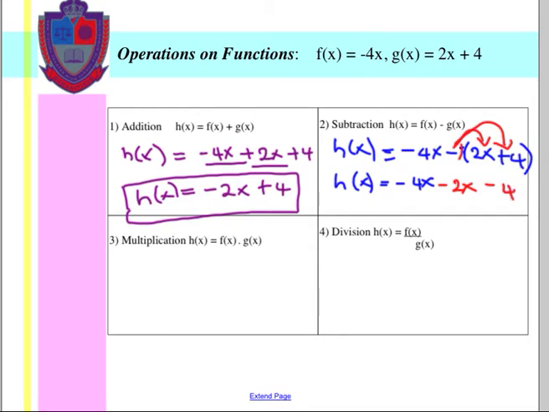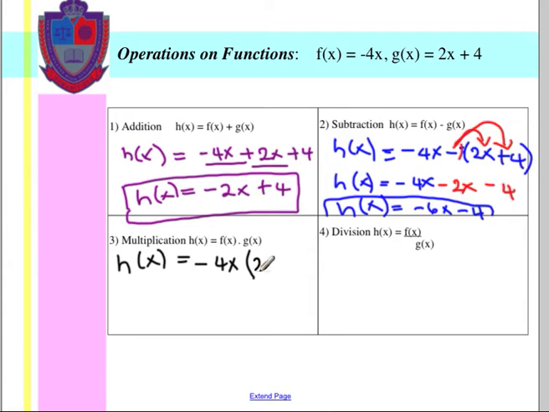Now that you have that, we can go ahead and combine. So our final answer will be h of x is equal to negative 4x minus 2x will be negative 6x minus 4. And this will be my final answer. Let's go into a multiplication. So h of x again is equal to f of x, which is minus 4x, times, and I put it in parentheses because I have more than one terms. So remember, we have to distribute to both of these.